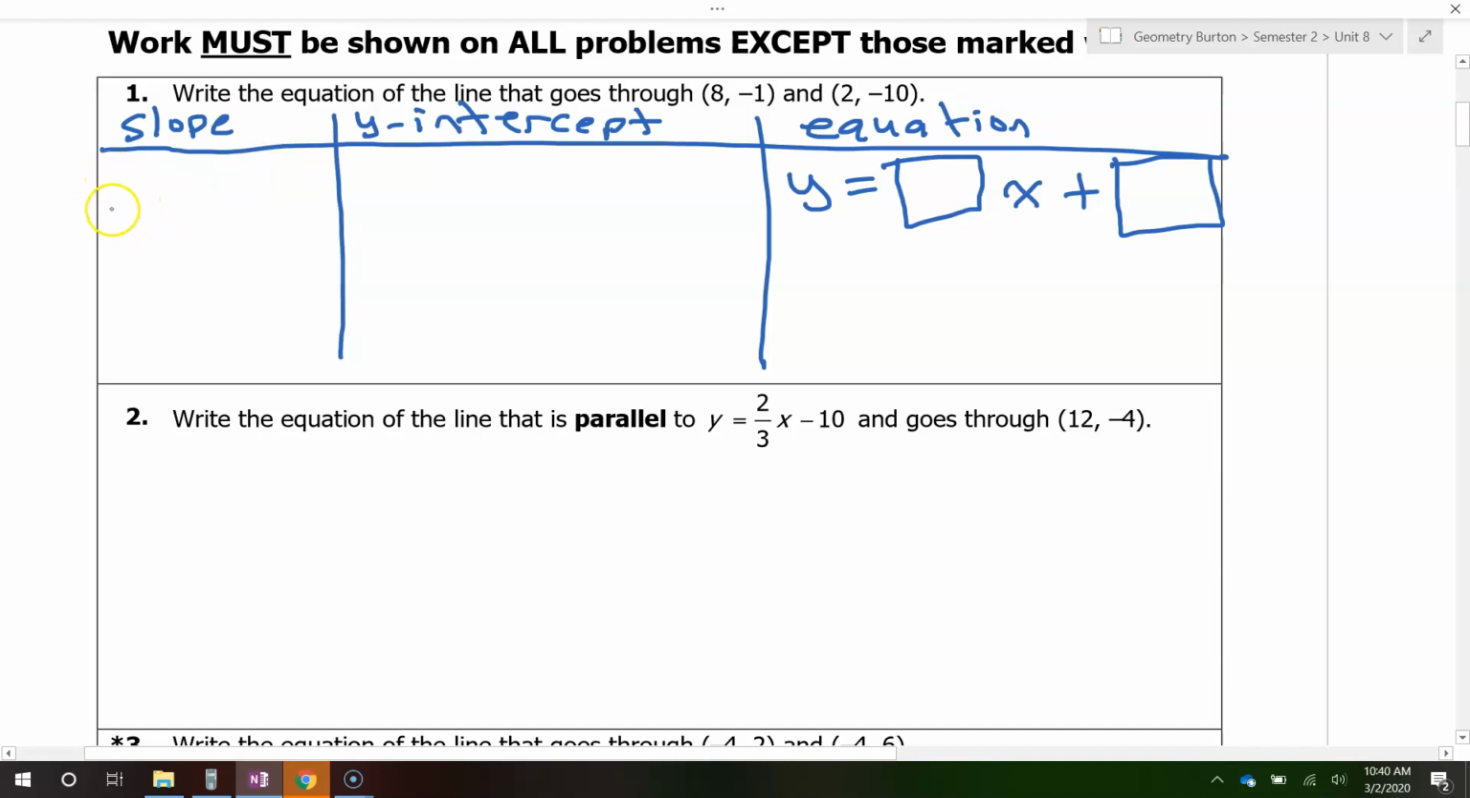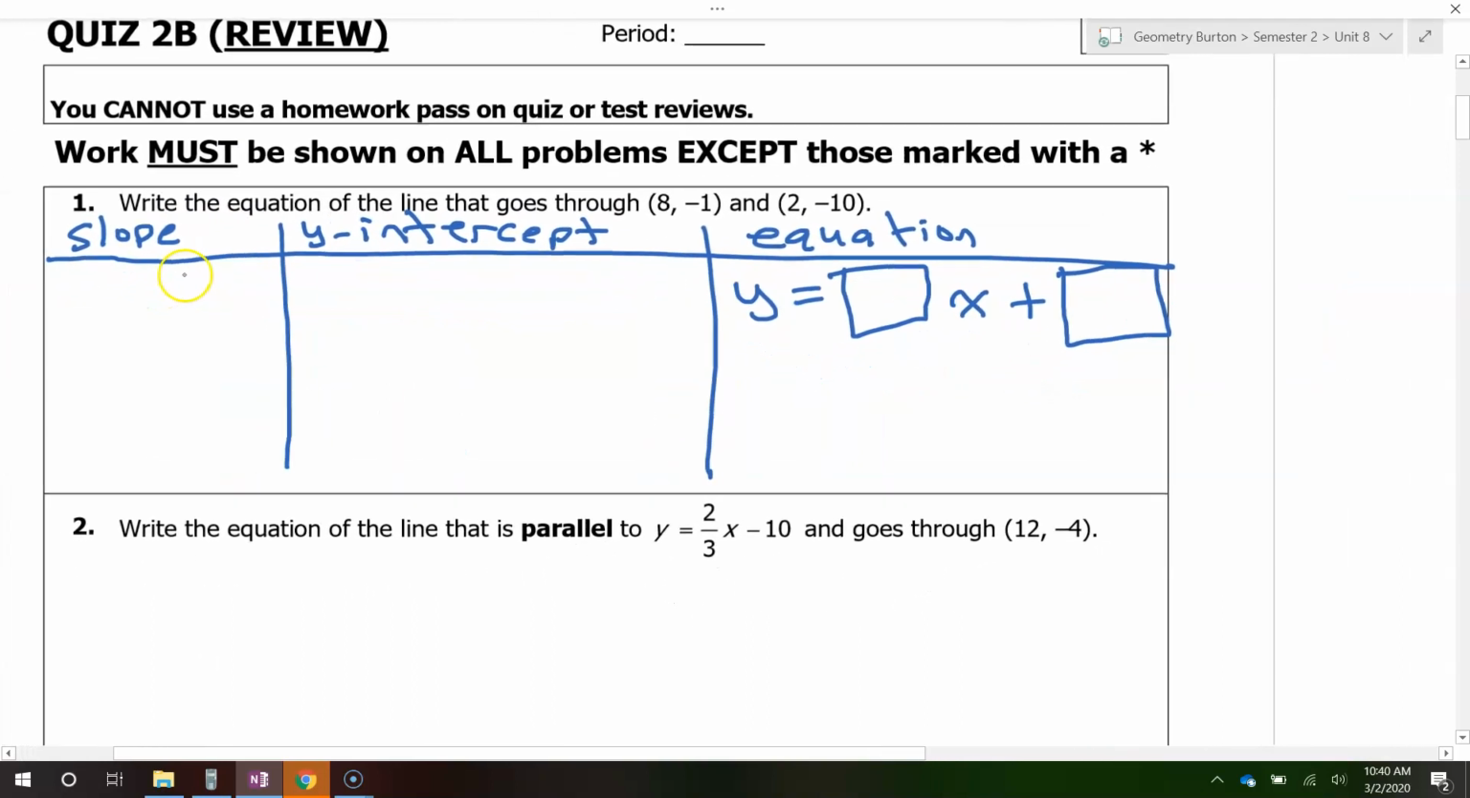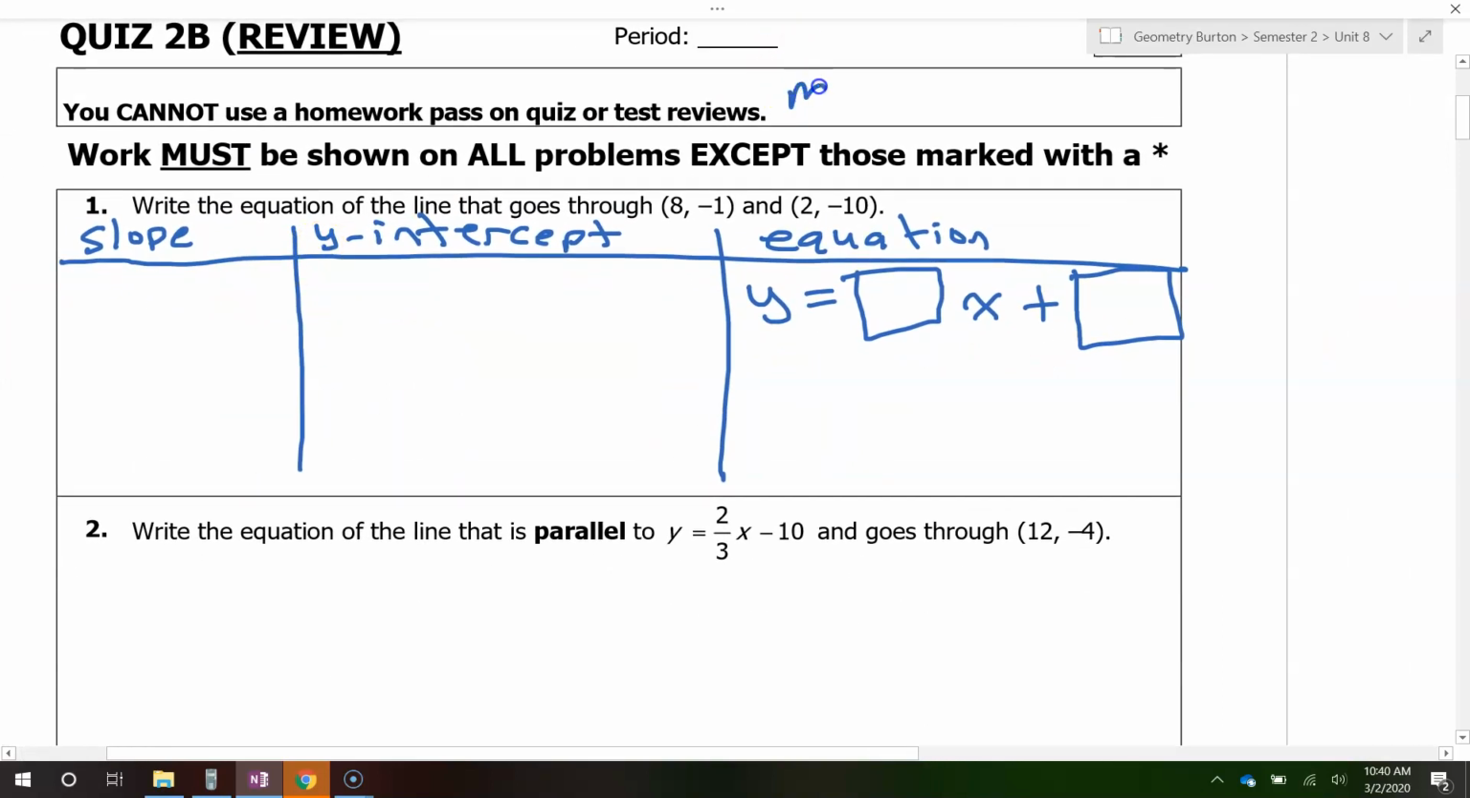Okay, so the slope, let me write this off to the side somewhere. The equation for the slope is y2 minus y1 over x2 minus x1. That's how you find the slope when you're given 2 points. So in this case, y2 minus y1. We're talking about negative 10 minus negative 1, but when you subtract a negative, you actually add. So it's going to be negative 10 plus 1, because minus negative 1 is the same thing as plus 1. Now, x2 minus x1, so that'll be 2 minus 8.